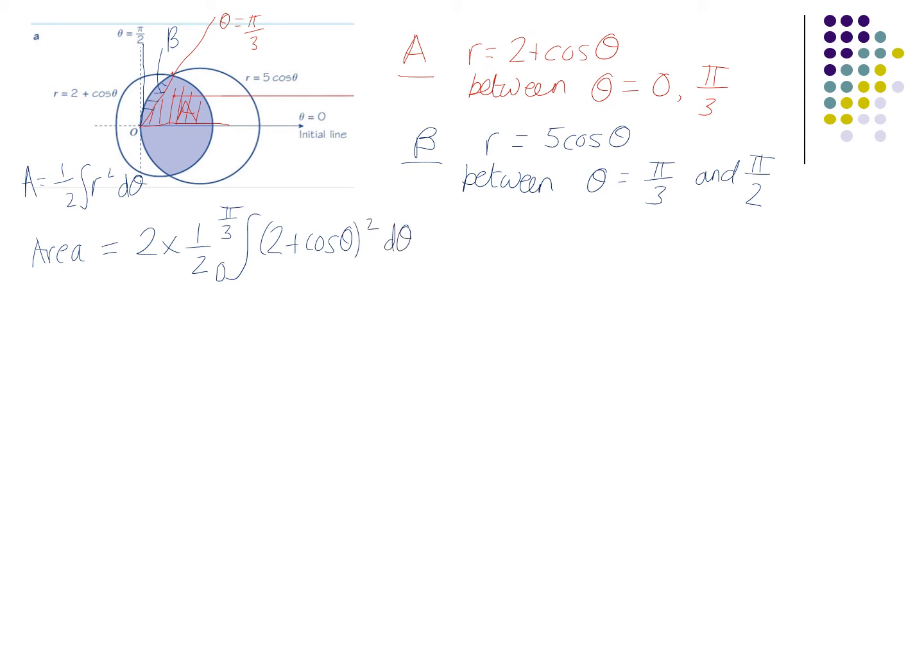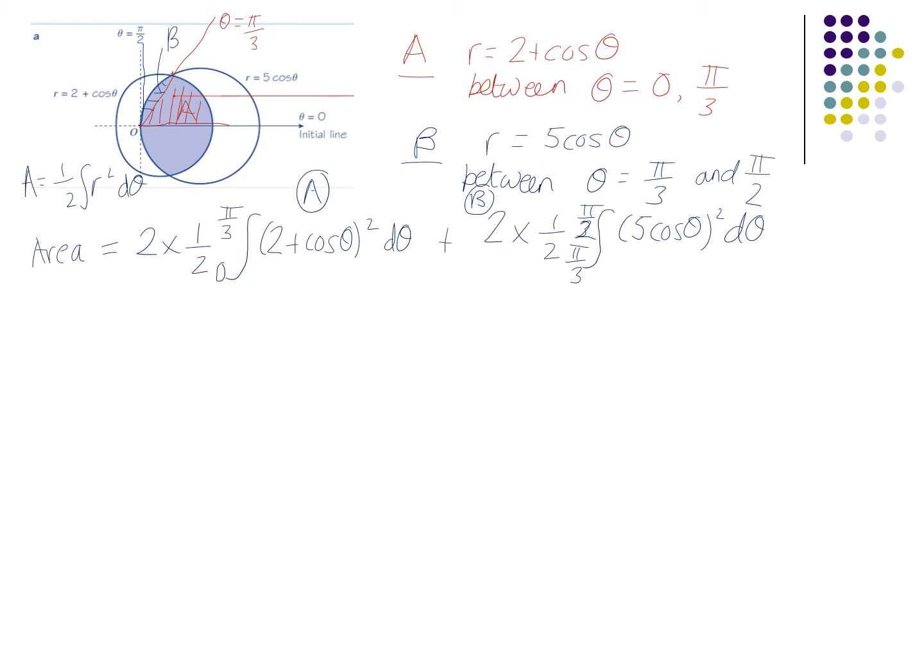So that's my region A there, okay. Plus, I'm again going to use my symmetry, so 2 lots of a half integral, and what I've got here is 5 cos theta squared, and my limits here, I always put the smaller one on the bottom, pi by 3, and the bigger one on the top, and that, oops, that should be a pi by 2. That is my region B that I've done there.